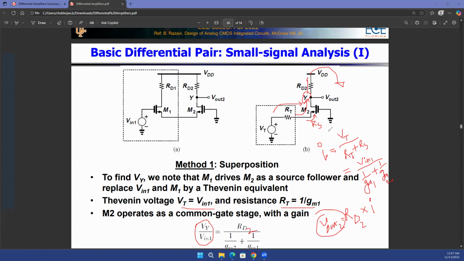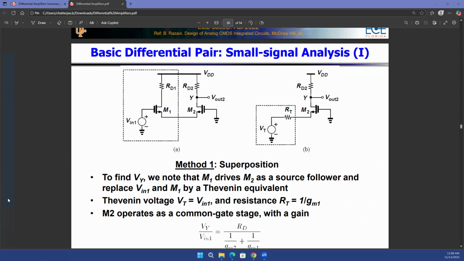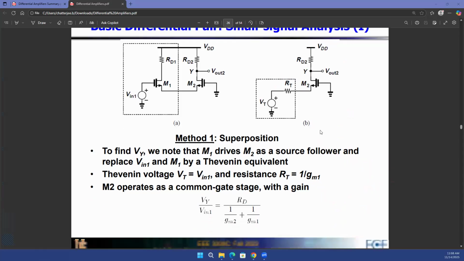Because I'll just replace this I over here, and then I have RD2 multiplied with V in 1 divided by 1 over GM1 plus 1 over GM2 as my V out 2. So I take the ratio of V out 2 divided by V in 1. That's going to be RD2 divided by 1 over GM2 plus 1 over GM1. So that's my voltage available at the Y node or the V out 2 node.